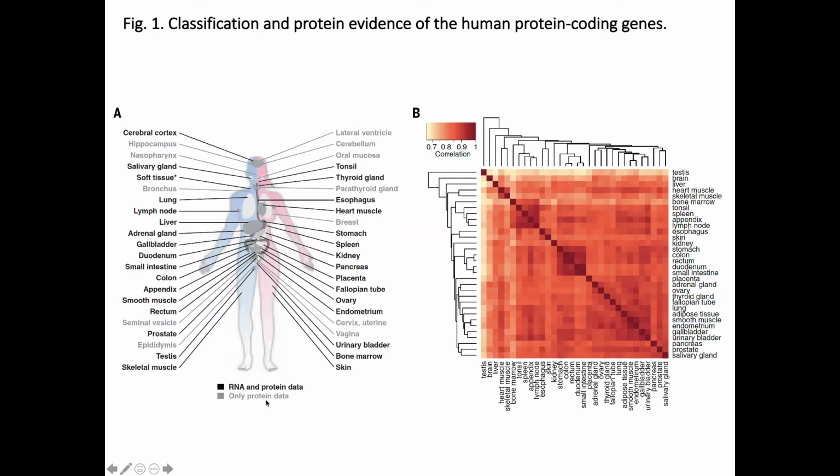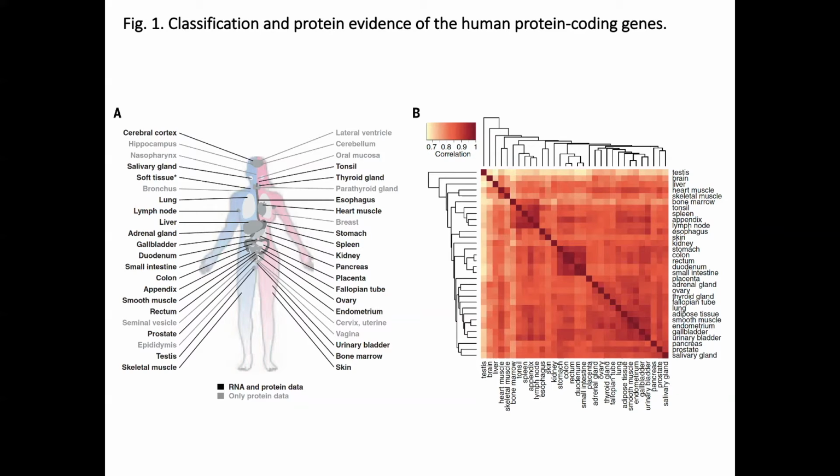Okay, and then in figure B, the heat map shows the correlation between all 32 tissues based on the transcript or RNA expression levels. So how to read this heat map? Okay, first let's see the legend showing on this left upper corner. The higher the correlation, the more similar the gene expression pattern between 2 different tissues.